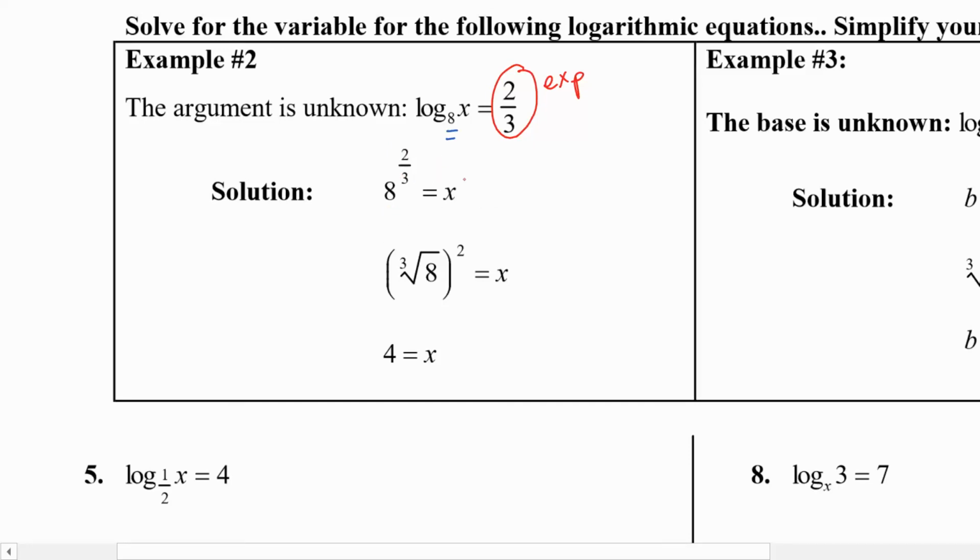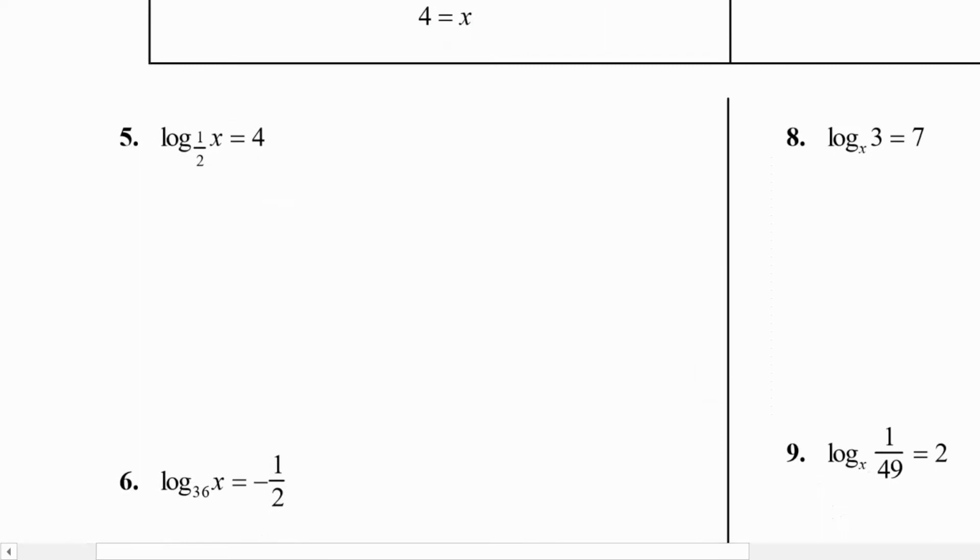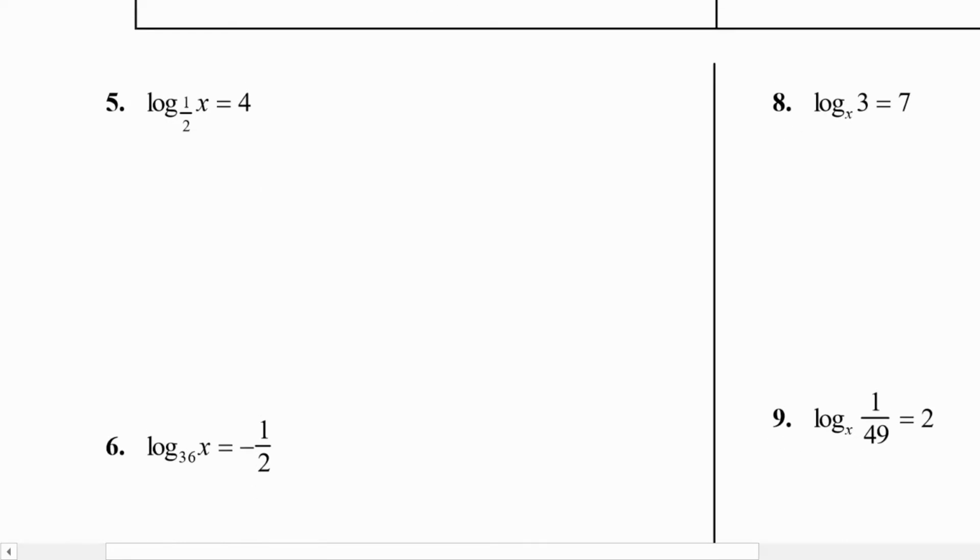And just a quick little reminder, when we evaluate, the denominator of an exponent is the index of the root. So that's where that cubed root comes from, and then the numerator just means squared. So the cubed root of 8 is 2, and then 2 squared is 4. All right, so let's maybe practice a few of those. So these go fairly quickly.